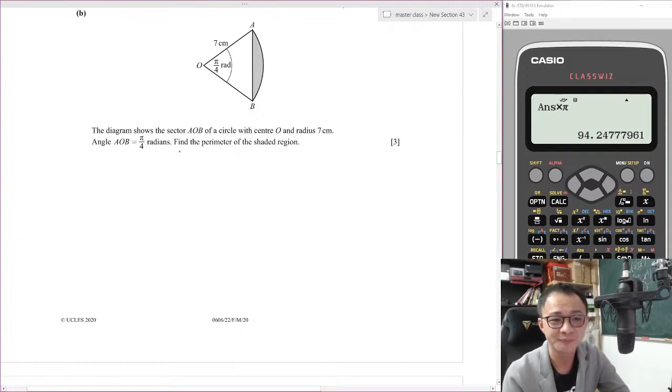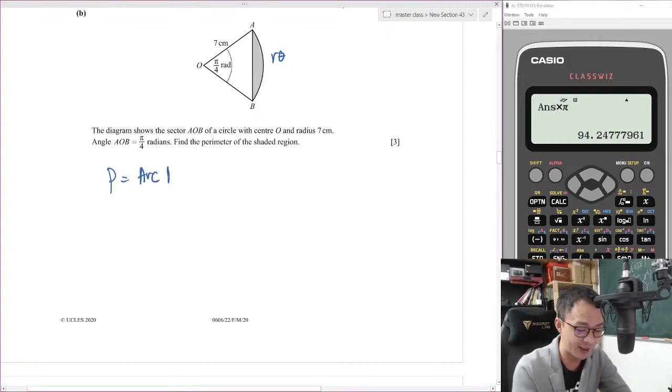Alright, so this one, they give you a sector and then they ask you to find the perimeter of the shaded region. Arc length of AB is r theta. And then the length of AB is either SOHCAHTOA or use the cosine rule. Both will be okay. I'm just lazy to do SOHCAHTOA, so I just use the cosine rule. So basically the perimeter is the arc AB plus AB. Arc AB is just r theta. r is 7, theta is pi over 4.